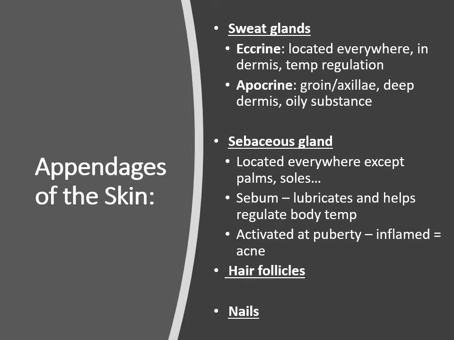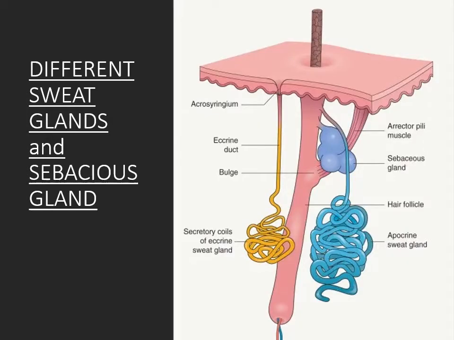The next one, hair follicles. We'll come to an image of a hair follicle and we'll talk about it a bit more. And nails as well, we'll just review with an image in front of us. Okay, so here's an image of different structures within the skin. So it's always easier with an image.